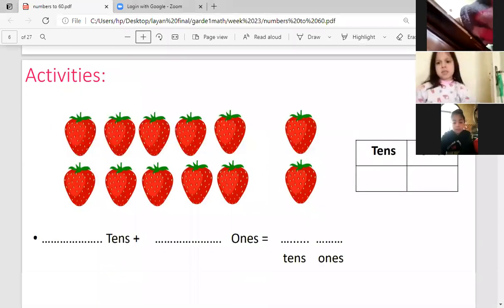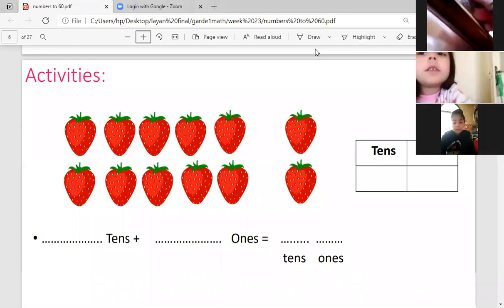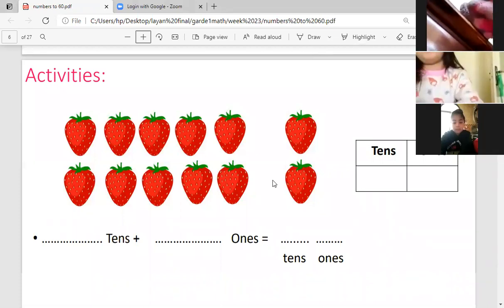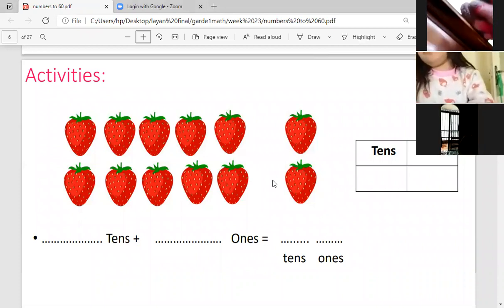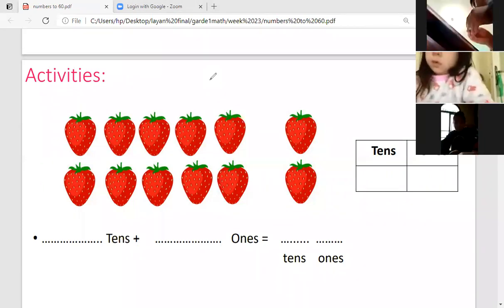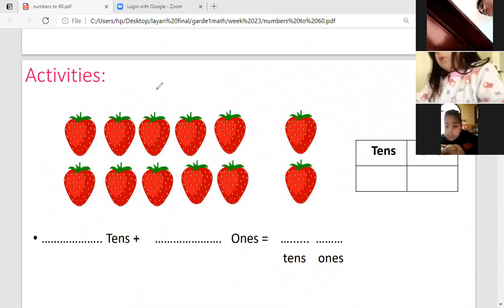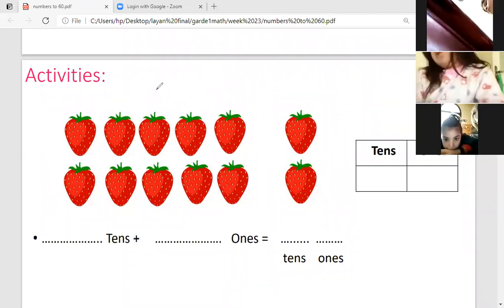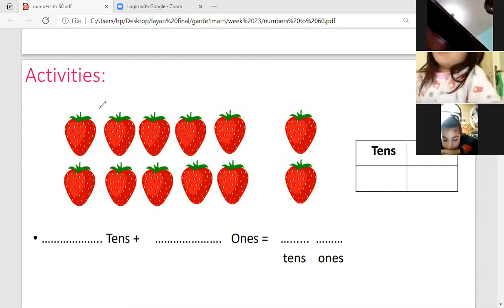Let us see this activity. The first step to find the tens and ones, please everyone, eyes on screen. So the first step to find the number of tens and ones is to count each 10 and circle them. Let us start.